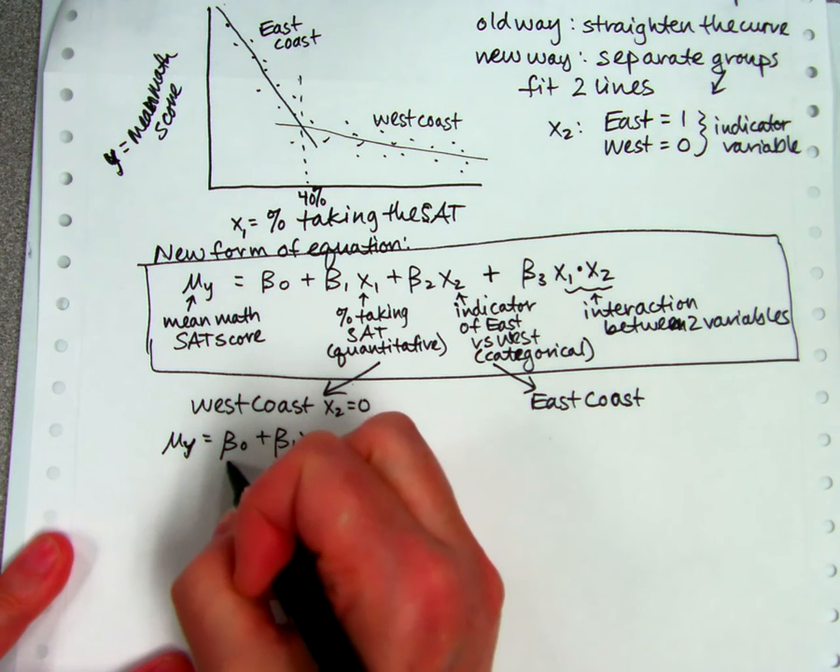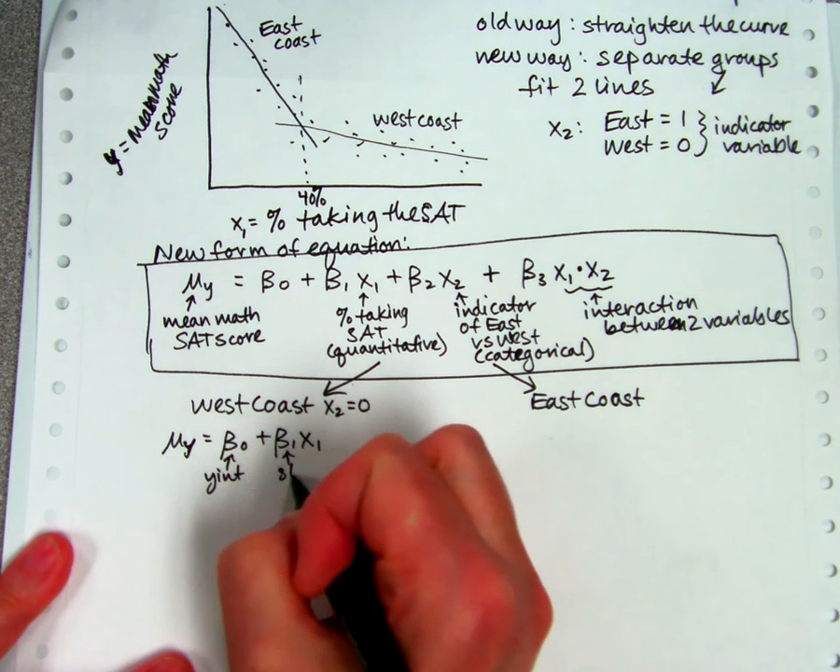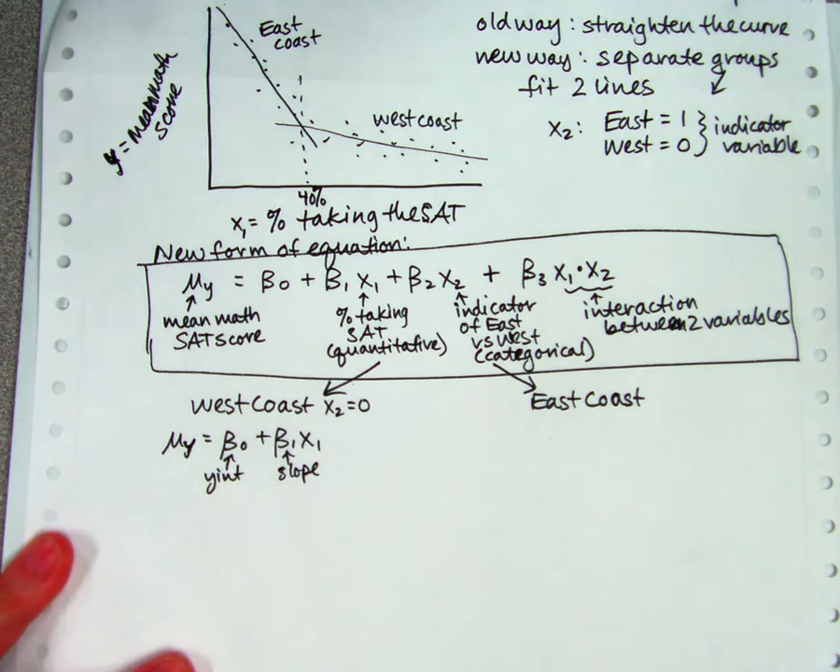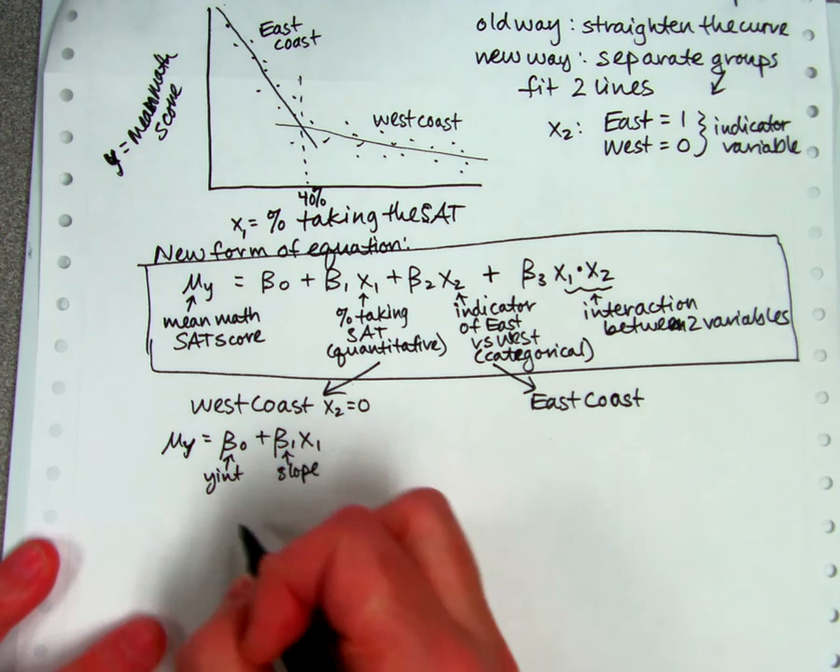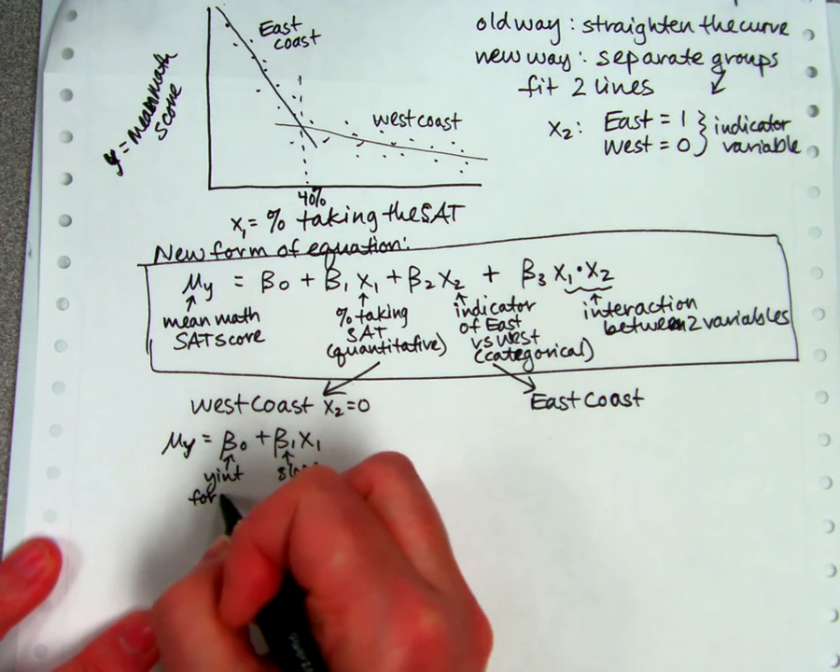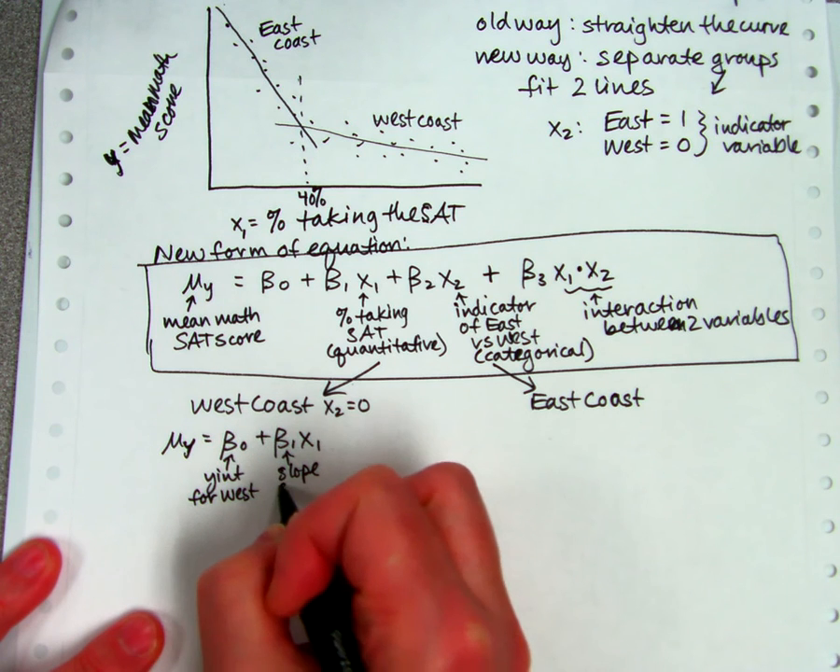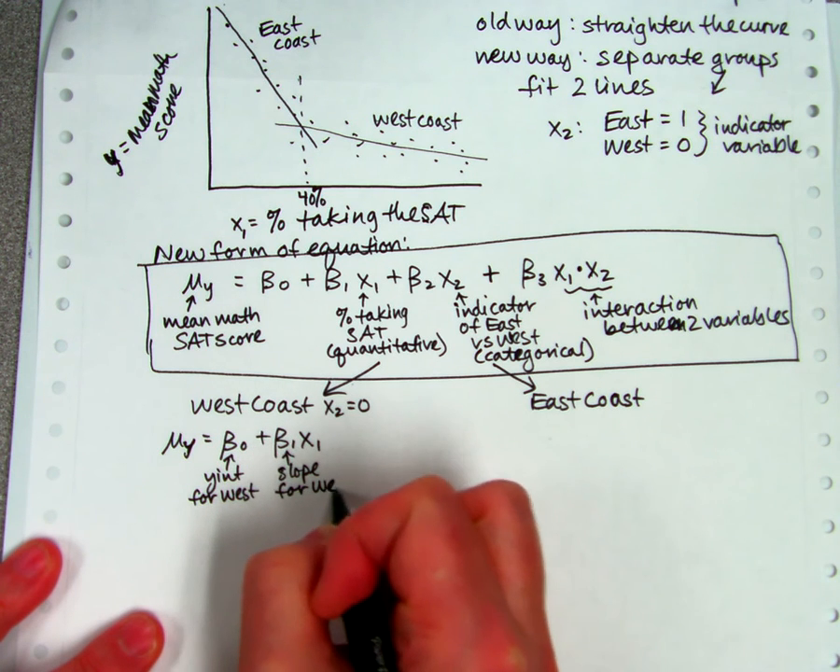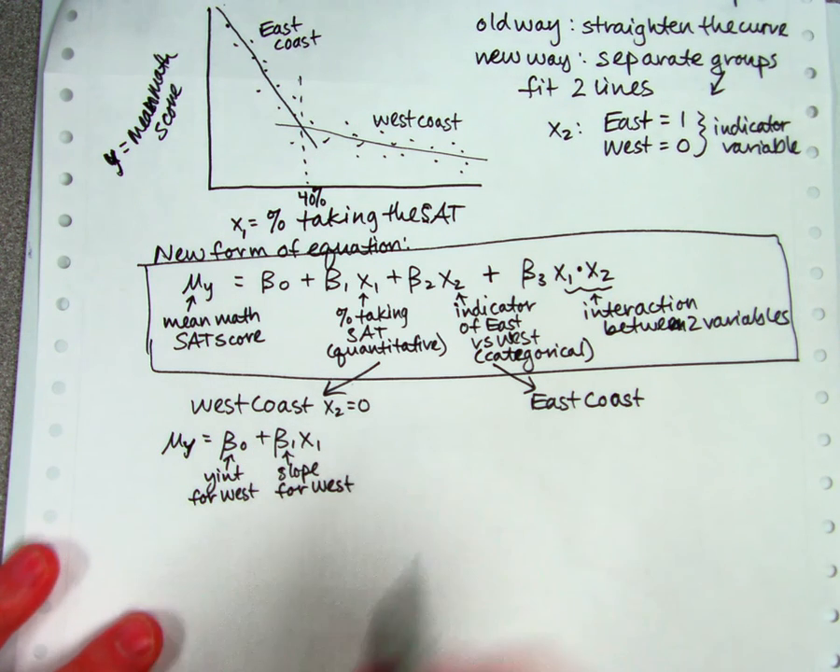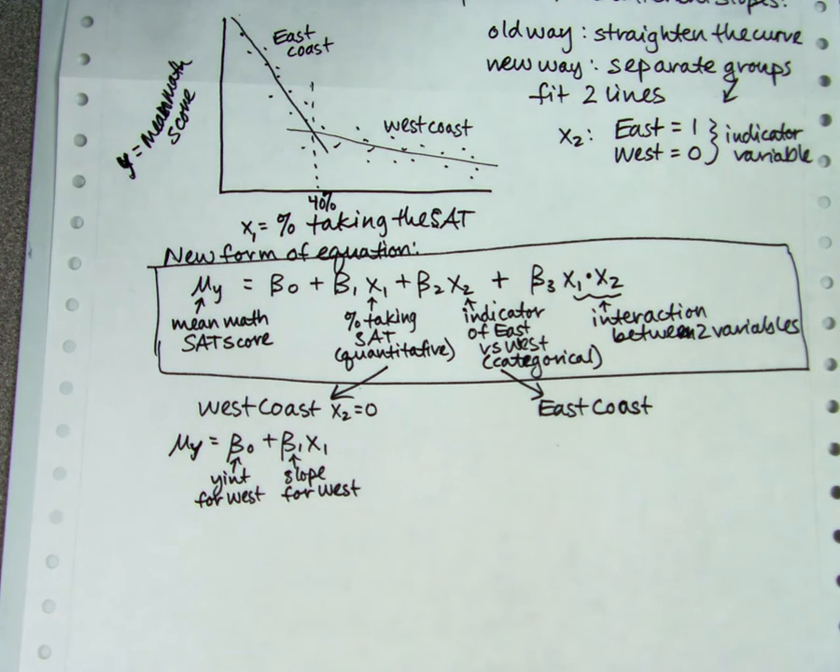And as you know, this is the y-intercept, and this is the slope. However, it's not just any y-intercept and slope, because there are two graphs, and they have different y-intercepts and different slopes, right? This is the y-intercept for the west, and the slope for the west, which is different than the y-intercept and slope for the east.